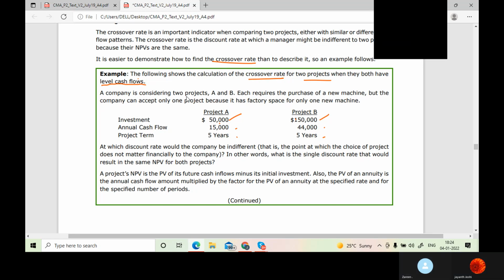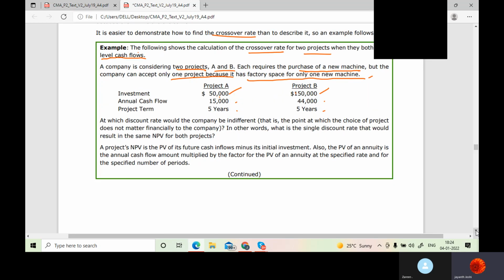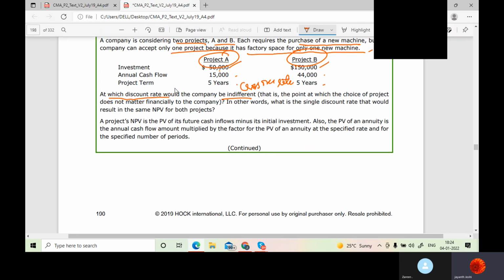So a company is considering two projects, A and B. Each requires the purchase of a new machine. But the company can accept only one project because it has factory space for only one new machine. That is a mutually exclusive project. Investments are given, things are given here, I've already explained. At which discount rate would the company be indifferent? That means they're asking you the crossover rate. Crossover rate is that rate at which both the projects would have equal NPV, or the same NPV, okay?